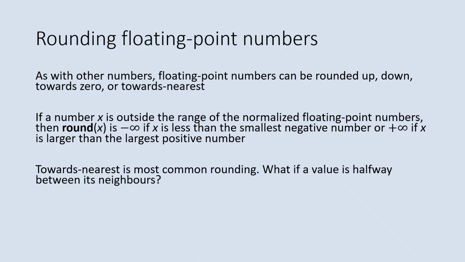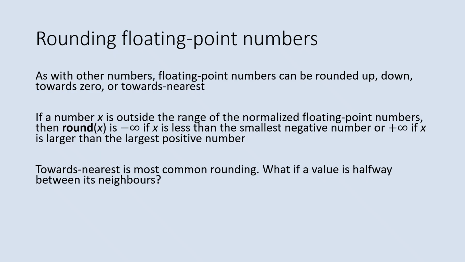Towards the nearest is probably the most common rounding version. Toward the nearest means that we have a value that we can't represent exactly, but there are two other values, one on each side of it, that we can represent exactly in our 64 bits, let's say. And so we would just round to the nearest one of those. Except sometimes we have a value that's exactly halfway between its neighbors, and in that situation, we have to have more detail. Again, this is all specified in the standard.